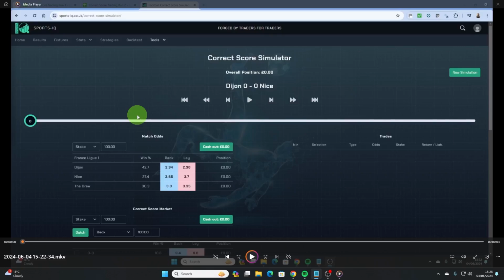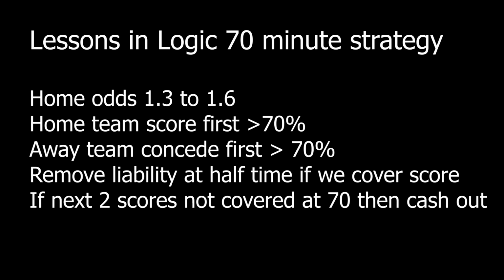Before we get to work, let's recap the rules for each strategy in the first run of 100 games. For my strategy, we look for games with the home favourite between 1.3 and 1.6, with the home team scoring first in 70% of the games, and the away team conceding first in 70% of the games. If the half-time score is one that we cover, we are going to remove all liability unless the score is 3-0 or 3-1, as these are the last 2 scores we have. If at 70 minutes we don't cover the next 2 scores, we cash out. Otherwise, we stay in until we don't cover the next 2 scores or full time.